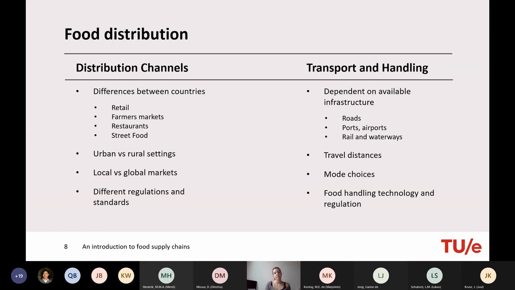And usually there's a difference between urban versus rural settings. So this is something important maybe also for you to take into account. Depending on where your customers are, your distribution channel may be different. And the same again depends on how long these products have to travel. If we can supply them from local markets, the distribution channel may be very different than if it comes from a global market.